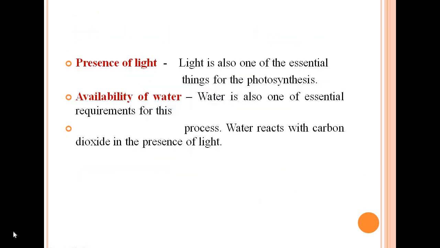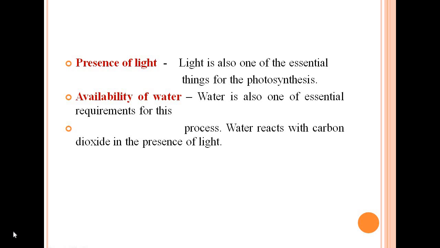Now, the third condition for the process of photosynthesis is the presence of light. Light is one of the essential things for photosynthesis. Now, I am going to explain an activity that shows how light is necessary for photosynthesis. For that purpose, we will take a green plant and cover a part of a leaf using a strip of black paper. Now we will place the plant in a dark corner for 3 days.